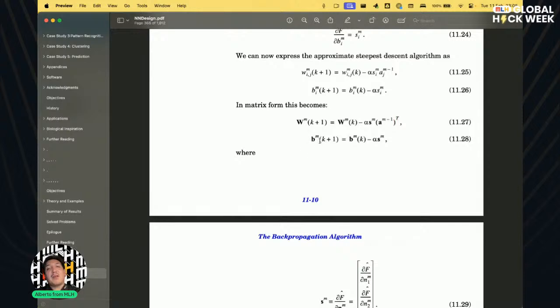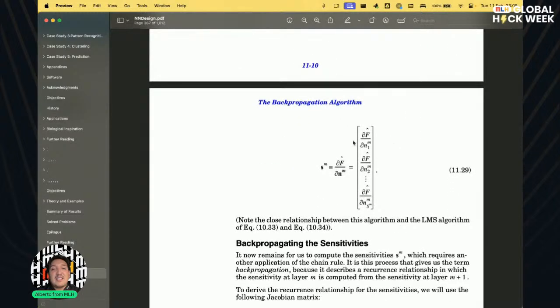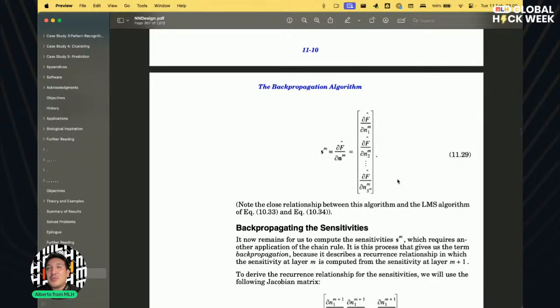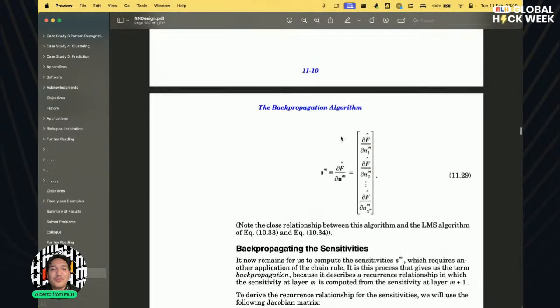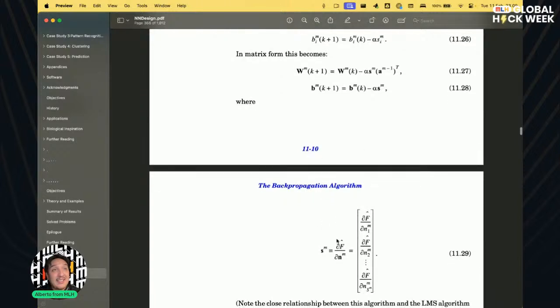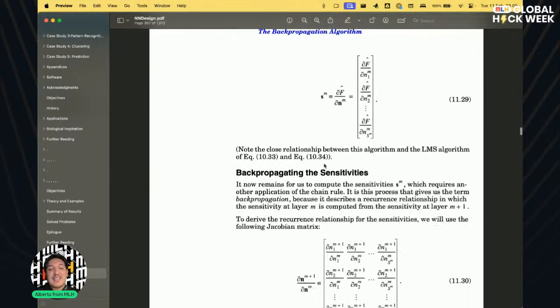And for B, it's the same. The new value of the bias is going to be the previous value of the bias minus the learning rate times the sensitivity of the layer. What's the sensitivity? Well, sensitivity is the partial derivative of the layer transfer function, and that's it. So that's how we calculate this, but we need to back propagate that sensitivity.